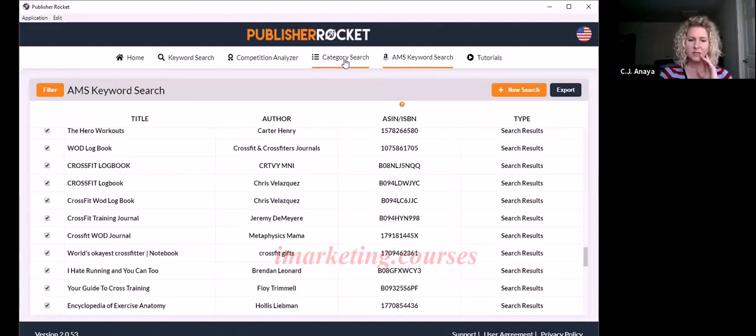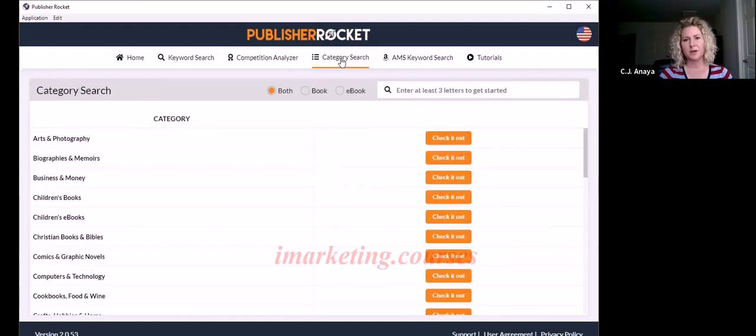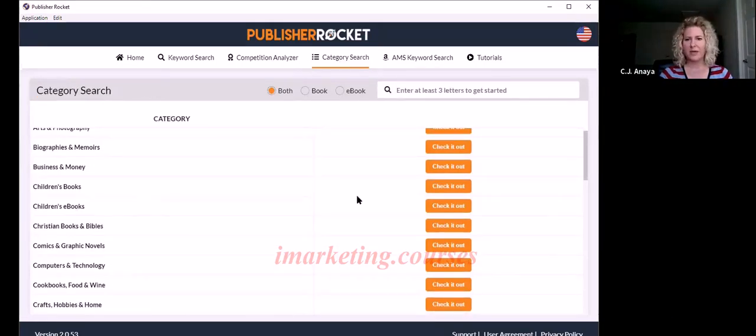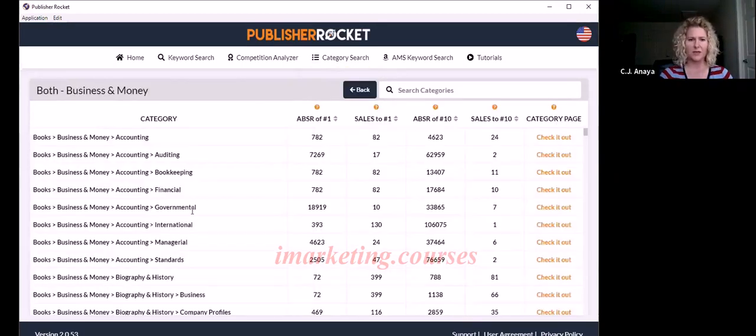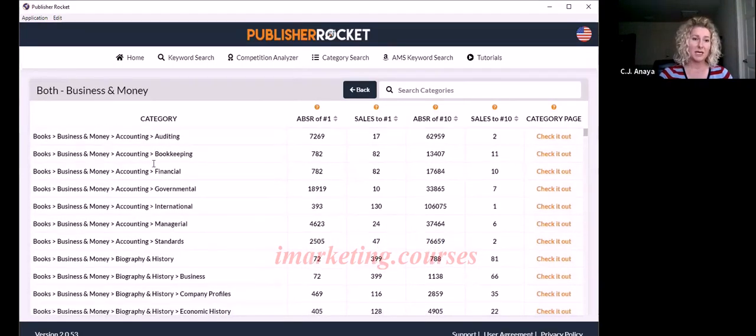Category search. This is fun. Oh, did it freeze? There we go. You can check things out if you want to do category searches. If we were to look at business and money, let's check it out. You can see all of the different categories that business and money have. And if you wanted to put your book in specific categories under business and money, you could figure out which ones are applicable to your book.